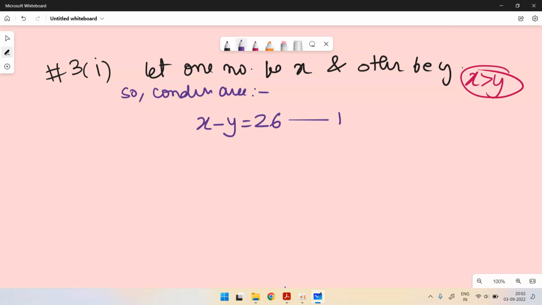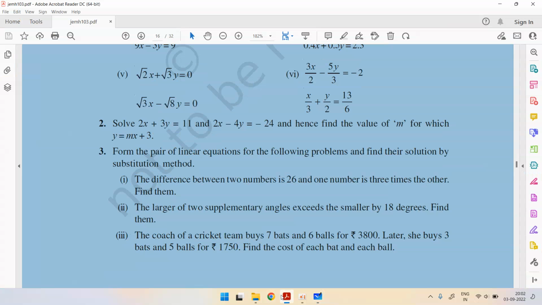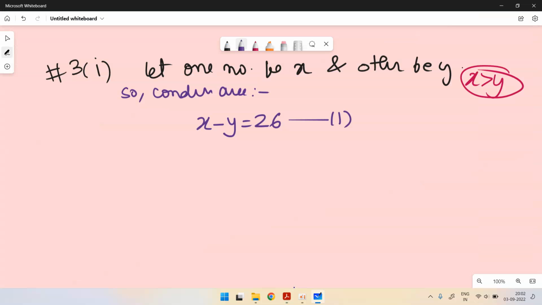This is the first equation. From the question, one number is 3 times the other, and always the bigger number is 3 times the other, so x equals 3y. This is equation 2, which is already given in one form.